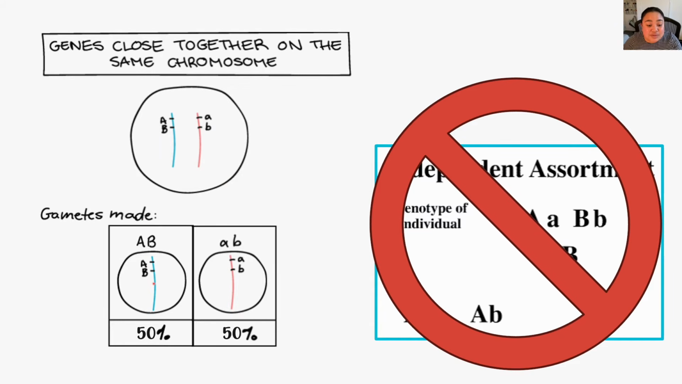The same goes for the pink chromosome. Because the little a allele is physically joined to the little b allele on the pink chromosome, those 2 alleles will segregate into the same gamete. As a result, there are only 2 possible gametes, and there is an equal 50-50% chance for each of the gametes to be made.